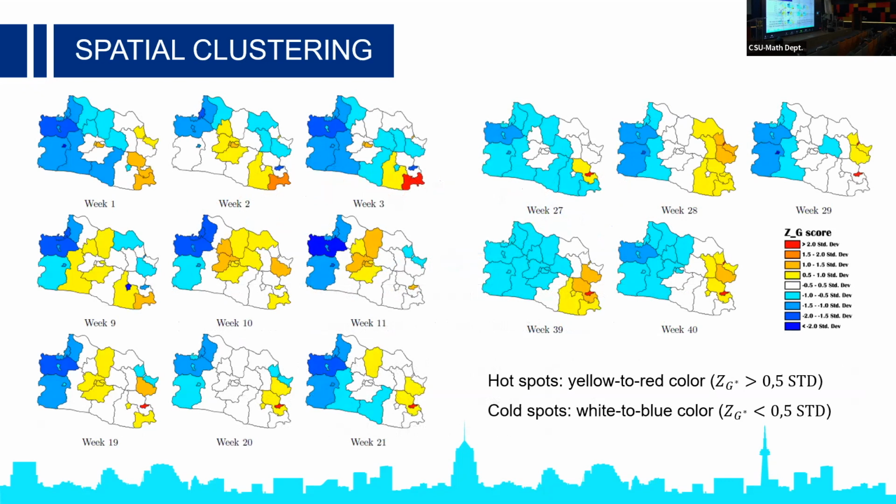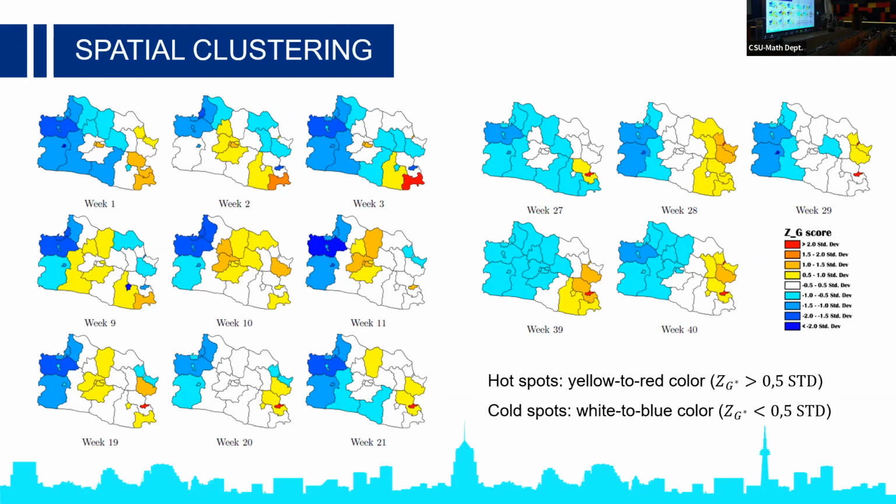And this is our result, spatial clustering. We have a ZG score. Hotspot, yellow to red color, should be obtained if ZG star is greater than 0.5 standard deviation, and the cold spot, white to blue color, if we have a ZG star less than 0.5 standard deviation. So we have the first week until the 40th week for all areas of West Java, with this kind of color.